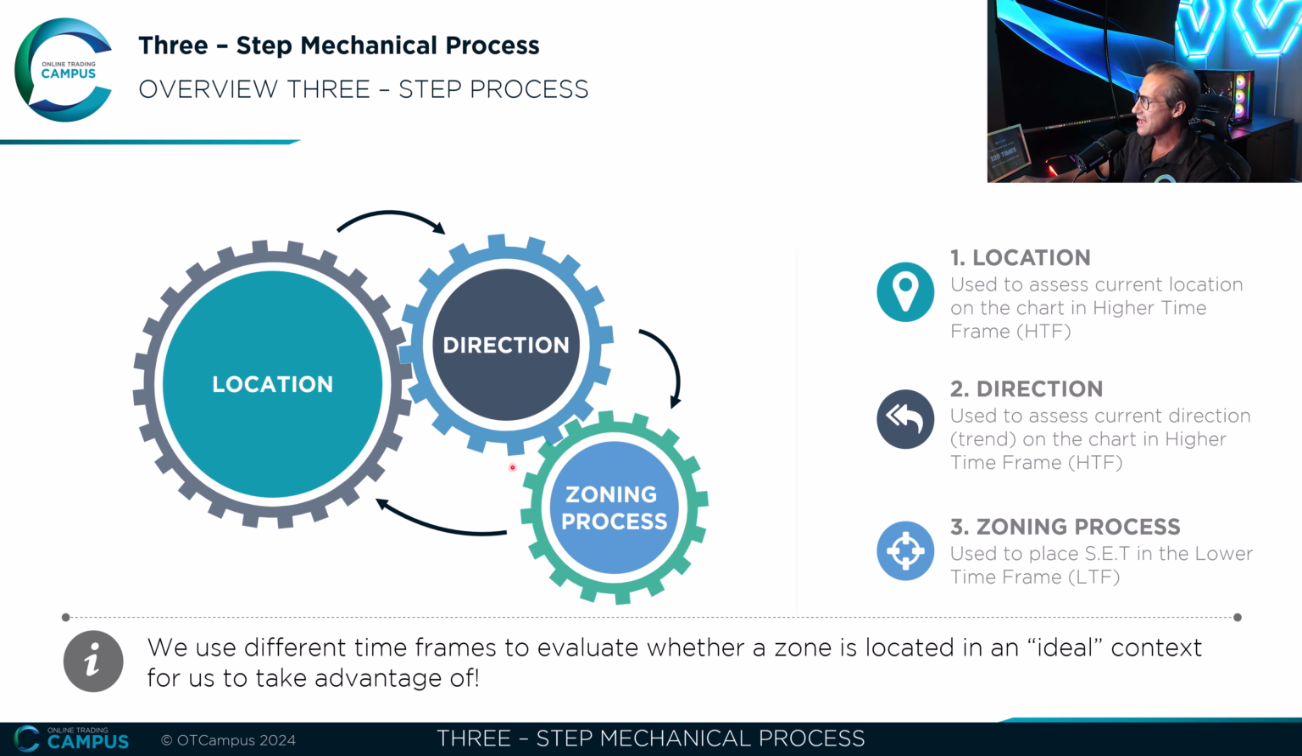And the last step of the three-step mechanical process is called the zoning process. This is used to place your stop, entry, and target. And this is done in the LTF, lower time frame. All right? And from now on, for the rest of your trading career, that's going to be your three-step mechanical process when you trade supply and demand.